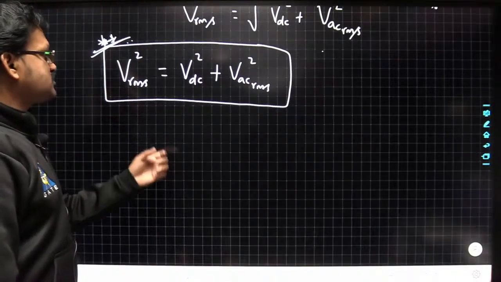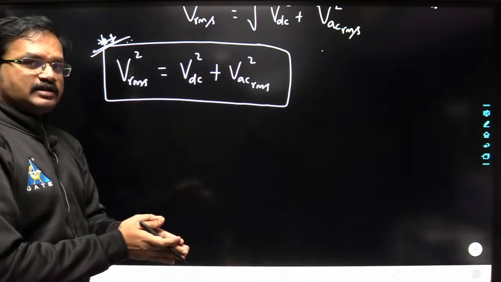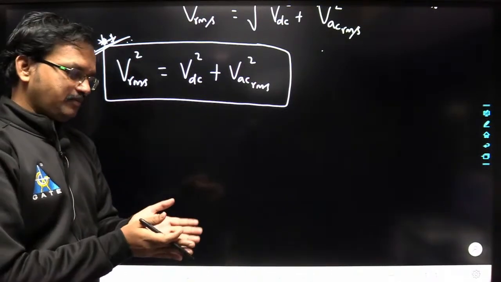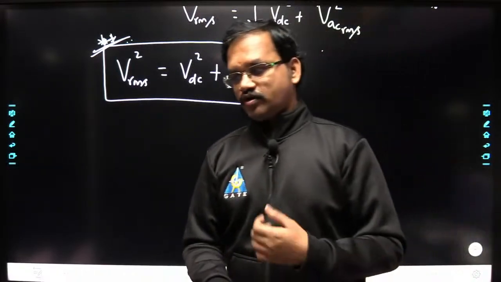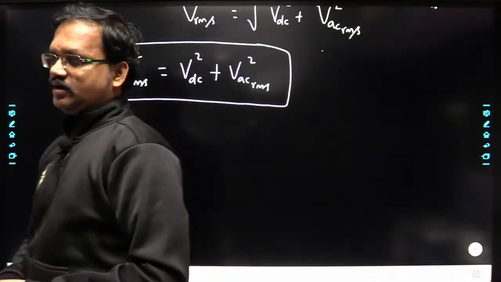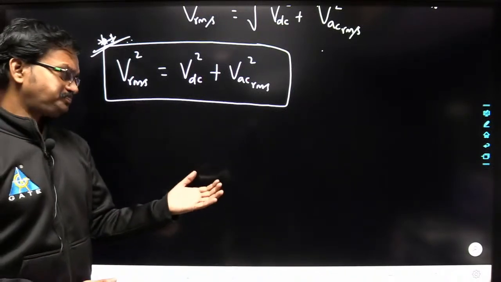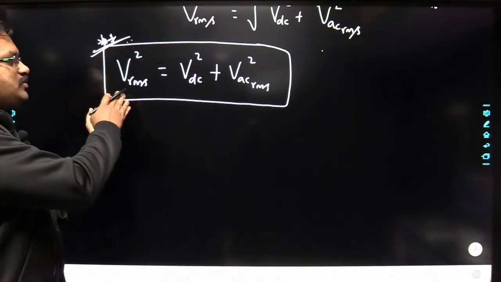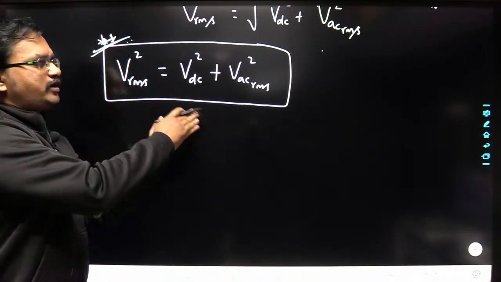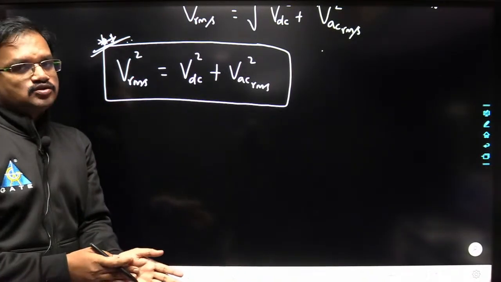So for the total signal, we can calculate the RMS value. The total signal may consist of both an AC component as well as a DC component. If you try to determine the RMS value of the total signal, you can represent it as V_RMS square is equal to V_DC square plus V_AC RMS square.